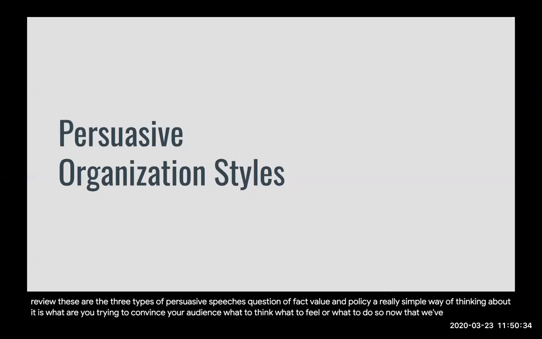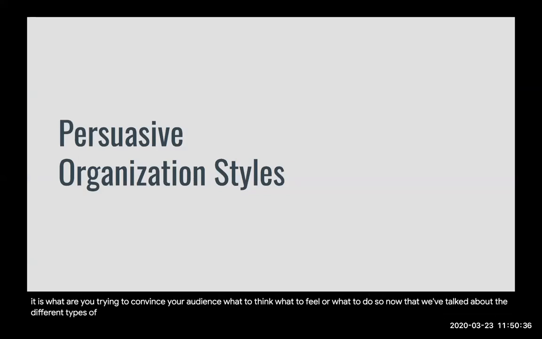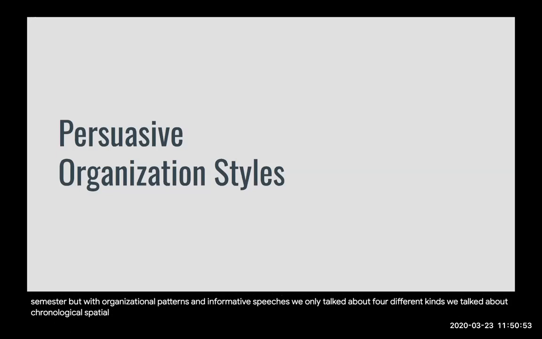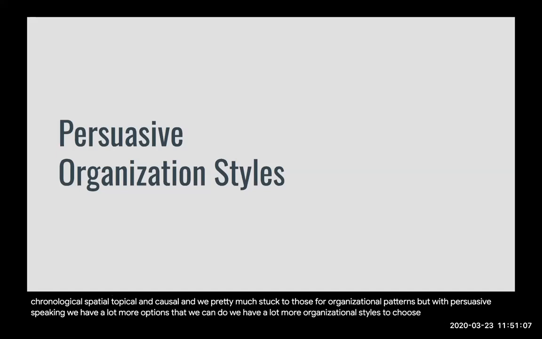So now that we've talked about the different types of persuasive speech, let's go over the different organizational patterns. I think I previewed this in class earlier this semester, but with organizational patterns and informative speeches, we only talked about 4 different kinds. We talked about chronological, spatial, topical, and causal, and we pretty much stuck to those 4 organizational patterns. But with persuasive speaking, we have a lot more options. We have a lot more organizational styles to choose from.